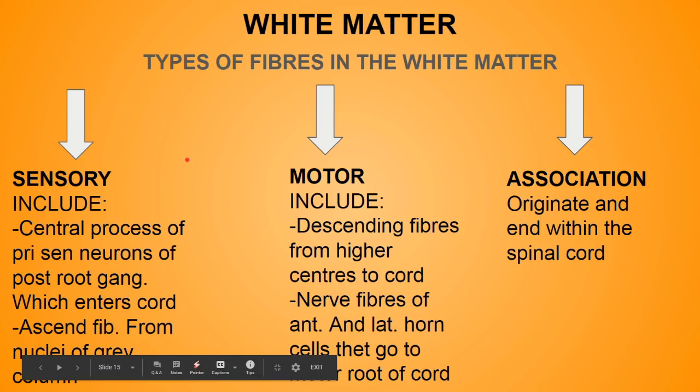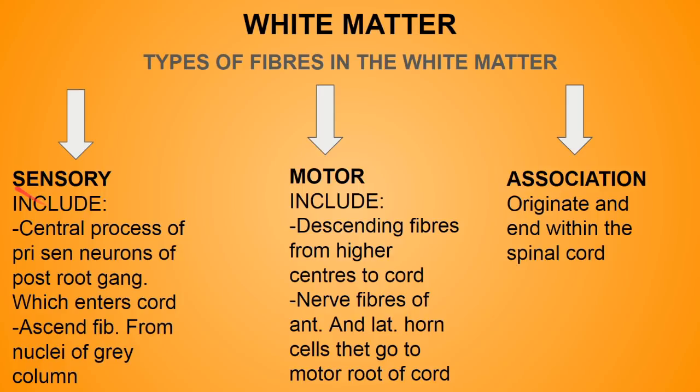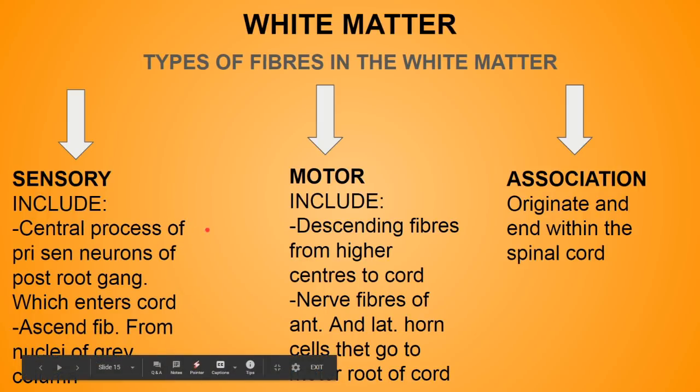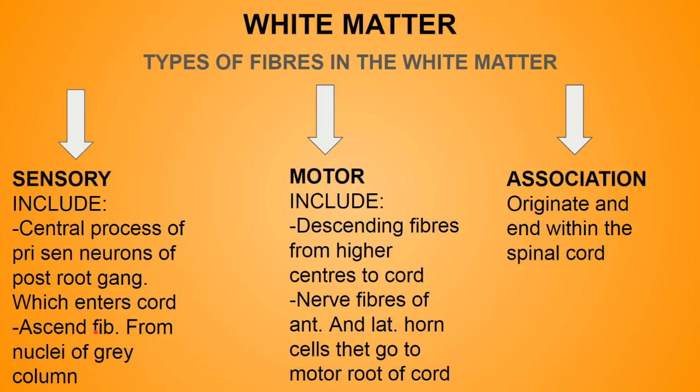Now the white matter. The types of fibers in the white matter are mainly 3: sensory, motor and association. The sensory mainly include the central processes of the sensory neurons of the posterior root ganglion, which enter the spinal cord and ascend or descend for a varying length. Now, they also have ascending fibers from the nuclei of the spinal gray column that convey sensory modalities to the higher centers.